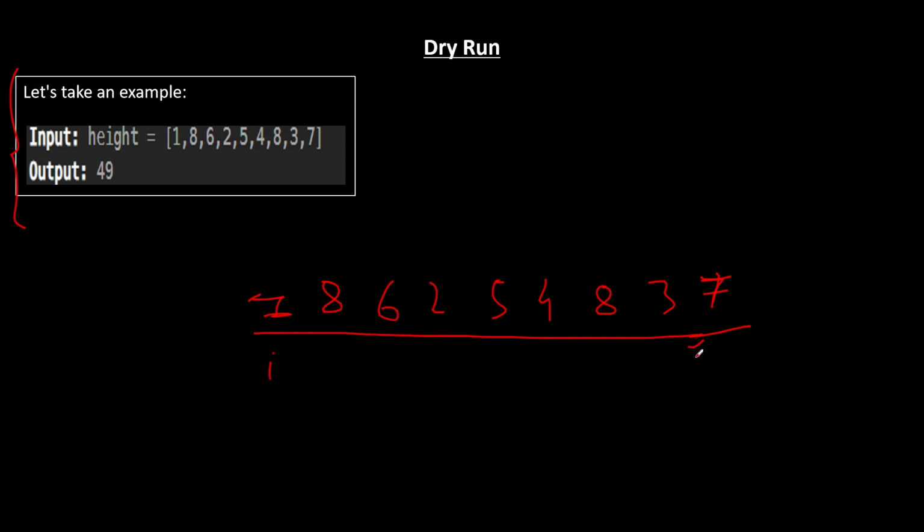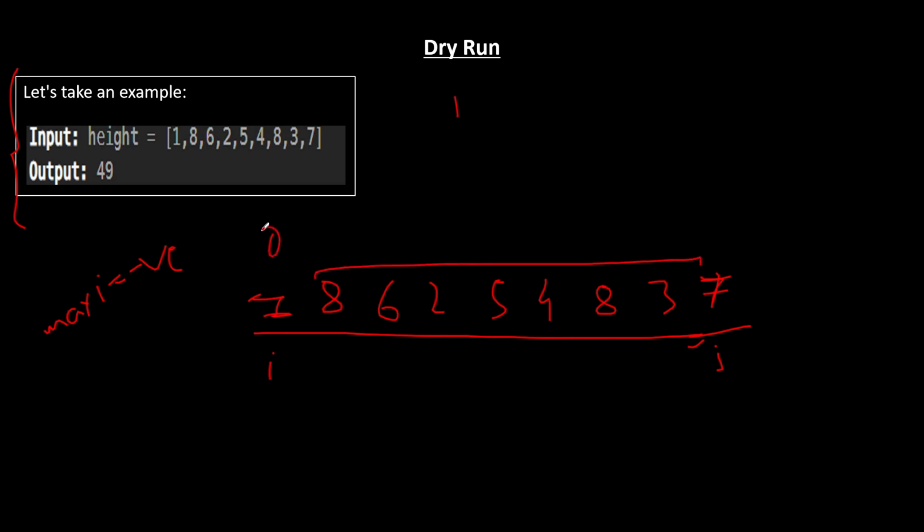This is i. This is j. Maxi is right now a negative value, negative infinity. Now, the minimum of this, i is 1 and j is 7, so the minimum is 1. Distance between them is j minus i.